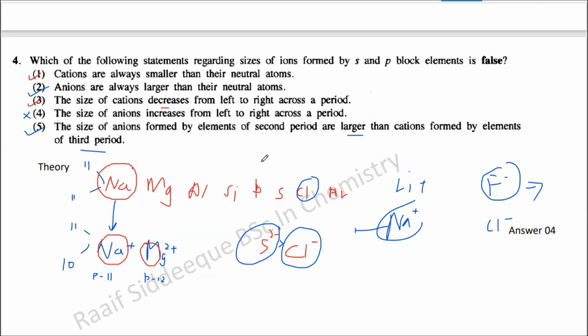So this is another informative question, I would say. This is theory, and it is informative because you can understand the trend of cationic and anionic radius across a period as well as across a group. So this is very nice. This is some of our discussion of this question.